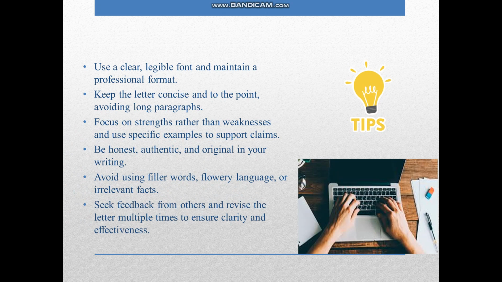The next one is a very important one. You have to seek feedback from others and revise the letter several times to make sure that it is clear and effective. Go to someone who has written a motivation letter before.